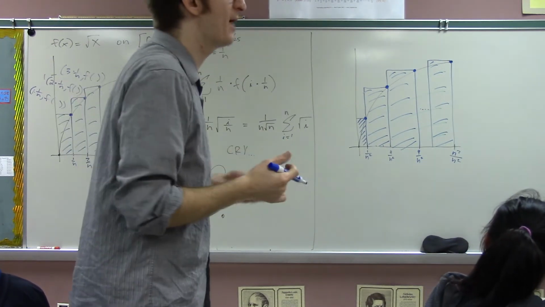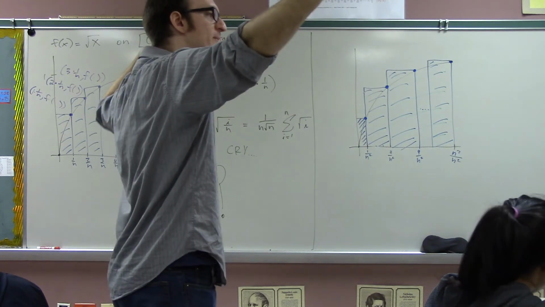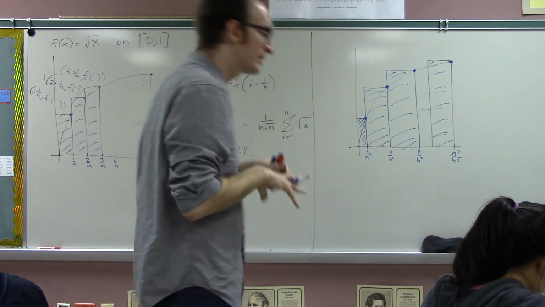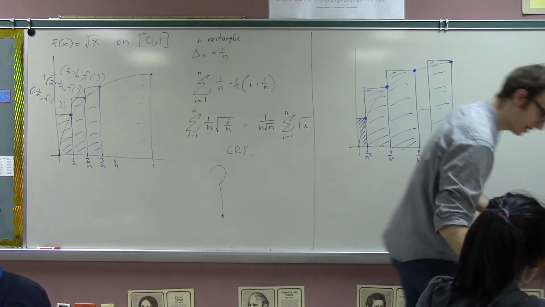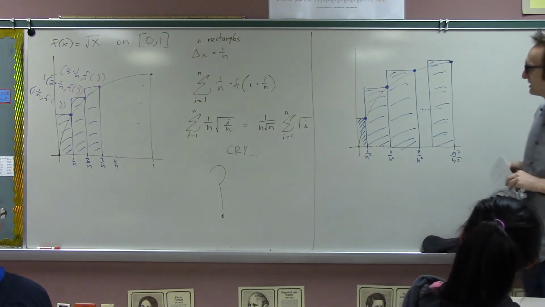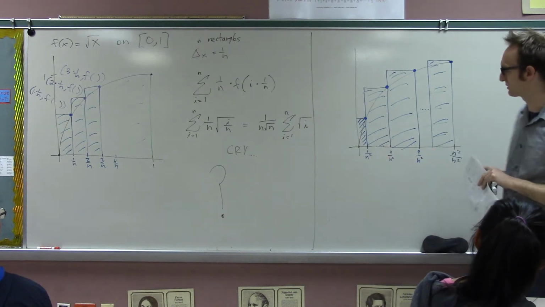Okay, but what's going on? This just seems weird, right? Because now, all my rectangles are going to be of different widths. So let's talk about that. What's going on? All right, so a couple of things. Some people call this little point c, so let's just call it that.